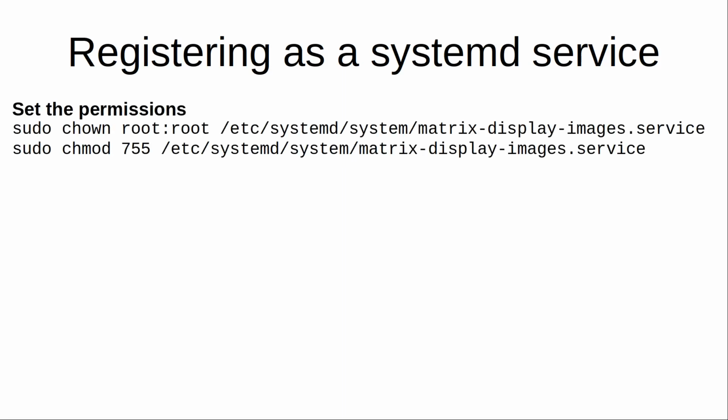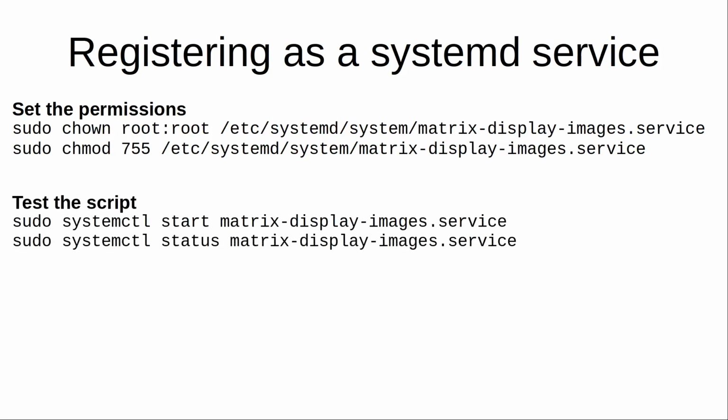First we need to change it so it's owned by root and it's executable. So the chown, change owner, and chmod to change the permissions so that that can run. At this point, it's a good idea to test the script rather than waiting for a reboot. So this is done using sudo systemctl start and then the name of the service. And you can run the same but with the status command to check that it's running.